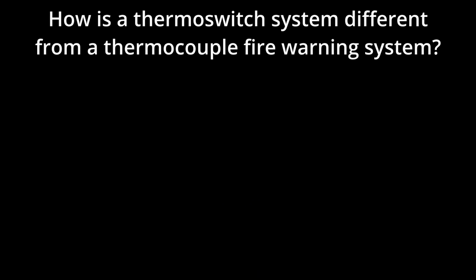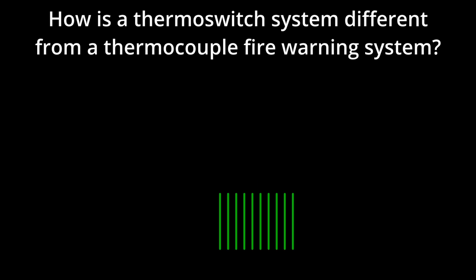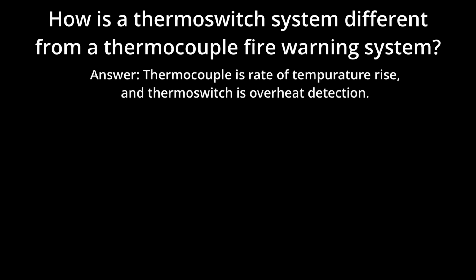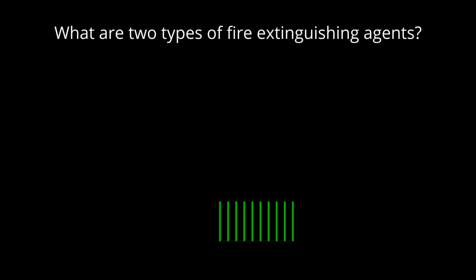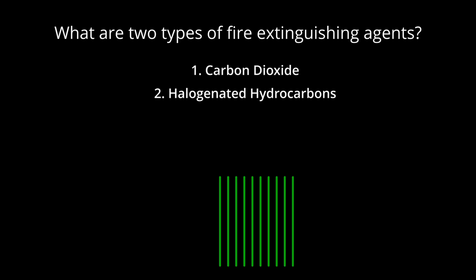How is a thermal switch system different from a thermocouple fire warning system? One's an overheating, one is a rising. Okay, which is which? The thermocouple is a rise, and the thermal switch is an overheating. Yeah. Two types of fire extinguishing agents: carbon dioxide, halogenated hydrocarbons. Yep.